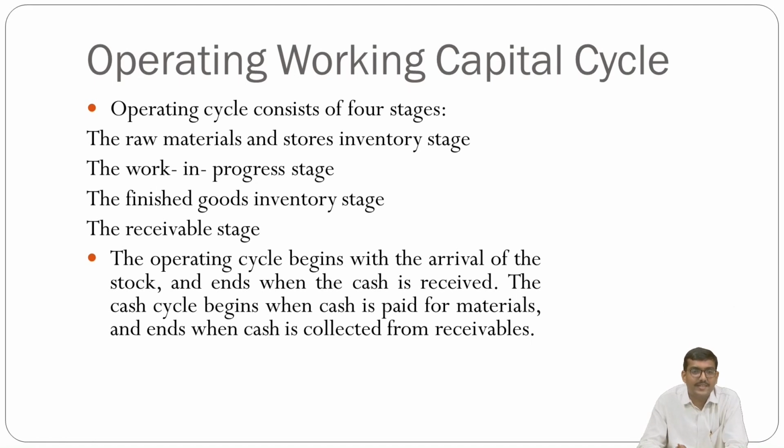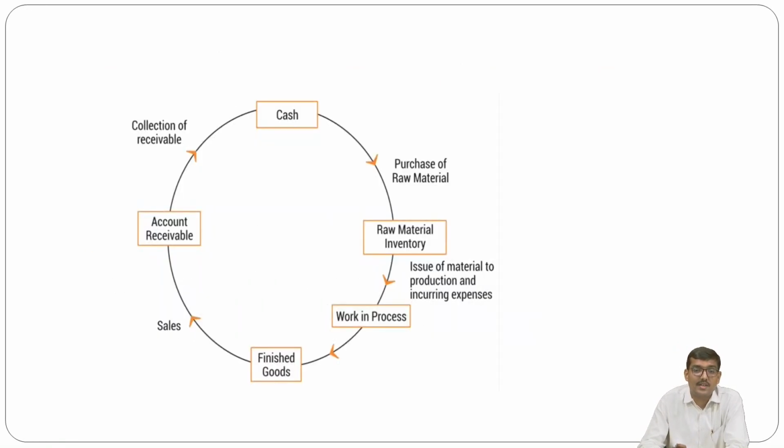The operating cycle begins with the arrival of the stock and ends when the cash is received. The cash cycle begins when the cash is paid for material and ends when the cash is collected from the receivables. This particular chart shows the operating cycle.